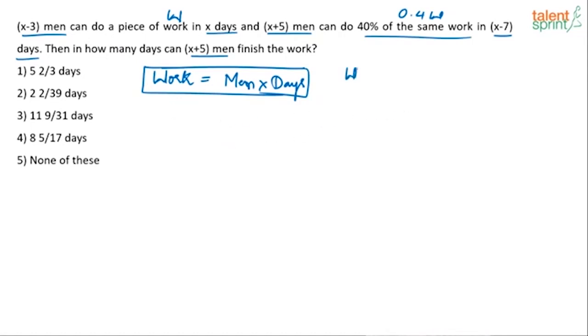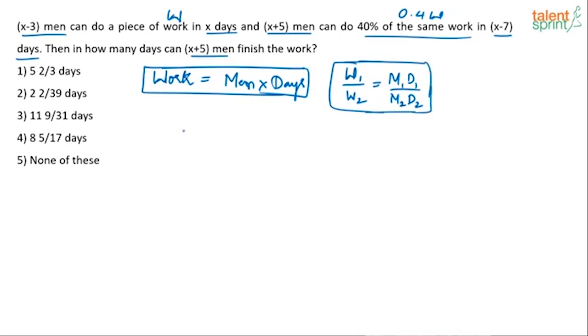If I consider two different cases, we can say W1 by W2 equals M1 D1 by M2 D2, where M1 is the number of men in the first case, D1 is the number of days in the first case, and M2, D2 in the second case respectively. Now don't write all these things in your exam and waste your time. You may ask me, why am I writing this? So that you can follow what I'm doing.